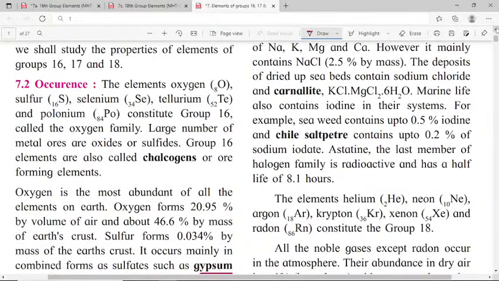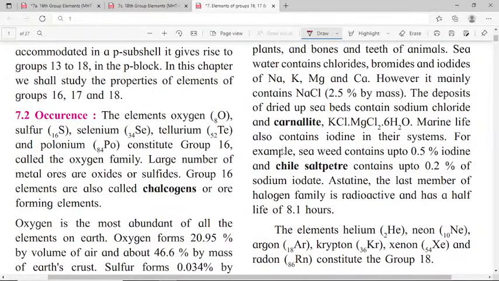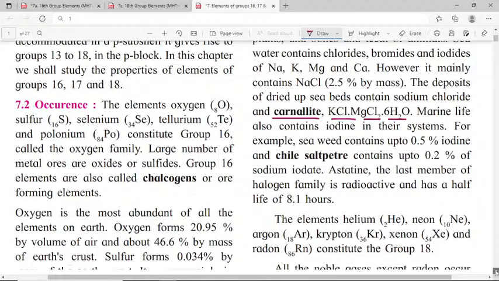And carnallite, here written as carnallite, is a double salt: potassium chloride, magnesium chloride, 6 hydrate. Okay, get it everyone?